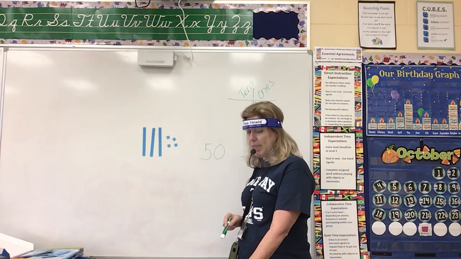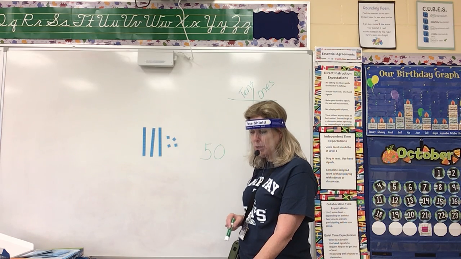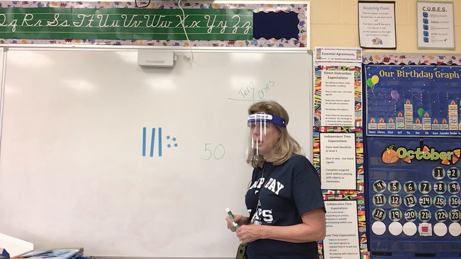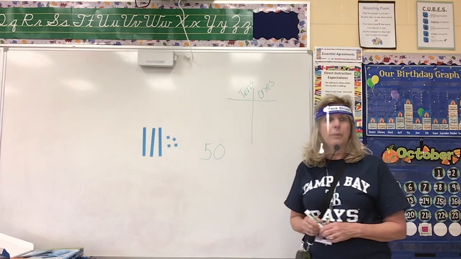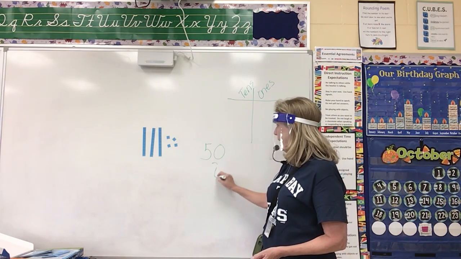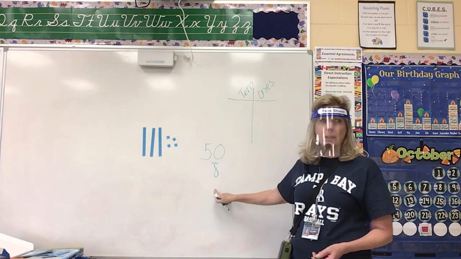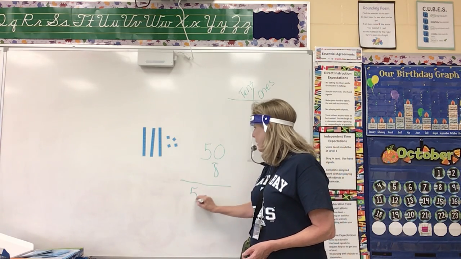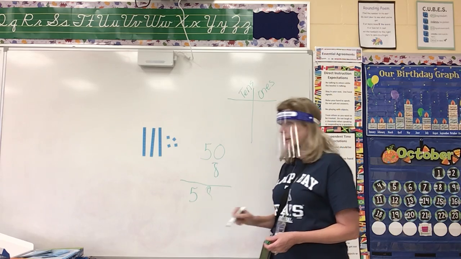Because then it says he also has 8 pencils in his desk. How many pencils does Jude have in all? Mary? 58. So because we're going to add the 8, which is in the ones column, ones place value, which would give us 58. Good job.